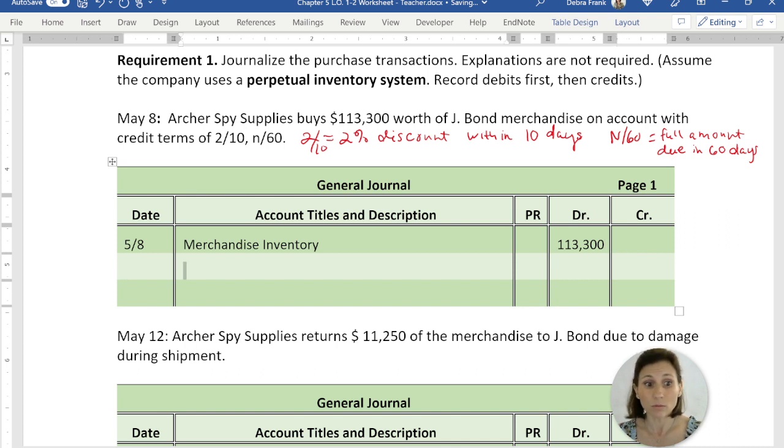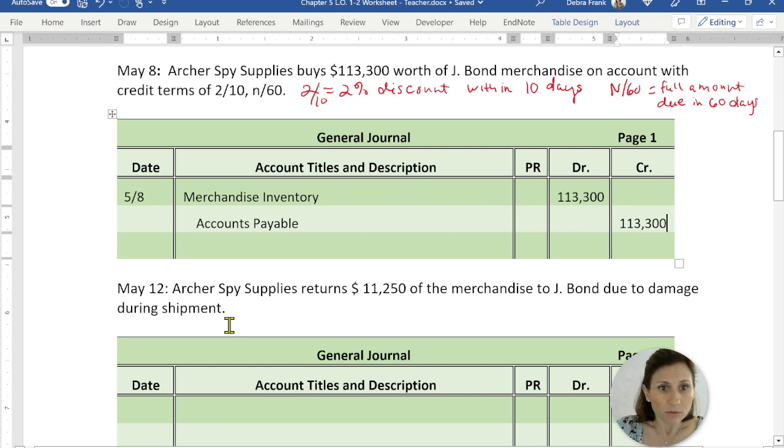What is our credit? Well, we didn't pay out cash yet. We owe it, so we have accounts payable for the $113,300. Perfect. And then, if you're writing an explanation, it would be to record purchase of merchandise inventory or something like that.